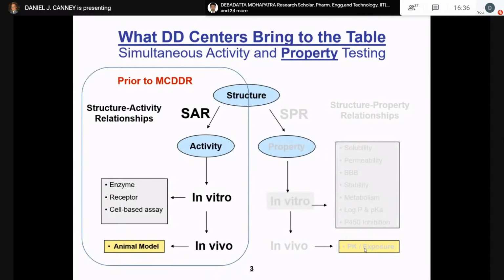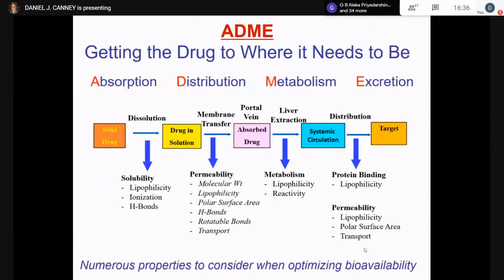And what the Moulder Center brought along was the ability to do structure property relationships as we were doing the SAR. And, as we all know, how important the physical chemical properties of drugs are, right? They determine all sorts of different things. Here are listed, I'm not going to go through all of them, but solubility, permeability, they can affect metabolism, protein binding, and so forth. So there are many properties to consider. And until the Moulder Center came along, we were really not able to readily look at those properties very effectively. So it was a big deal for us.